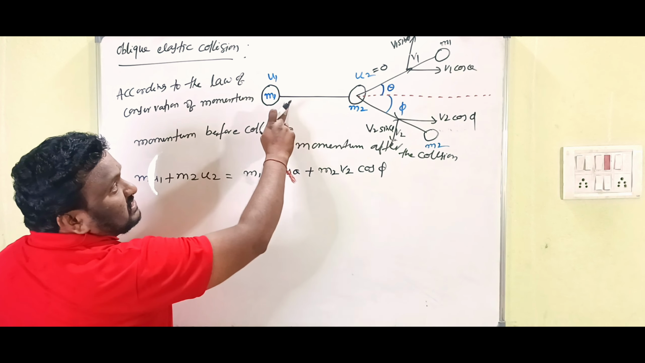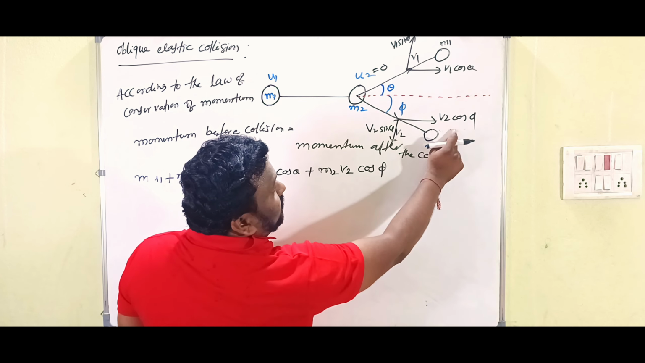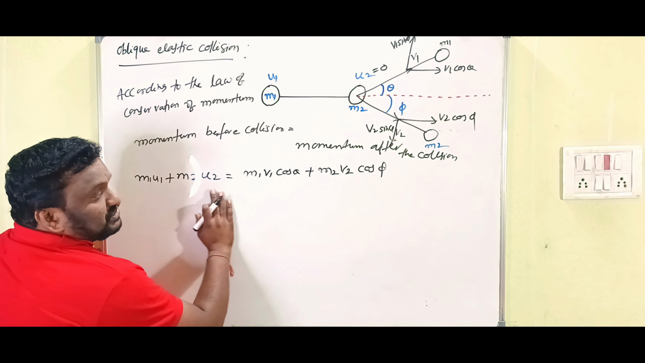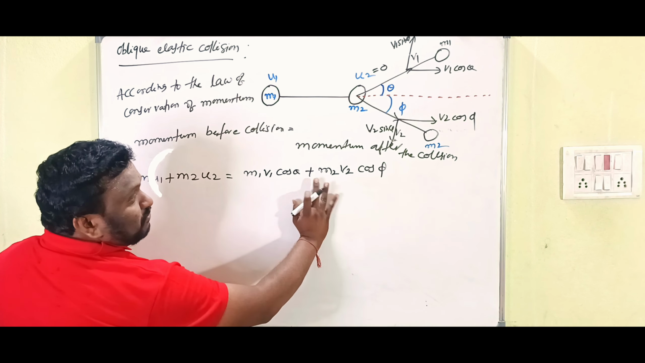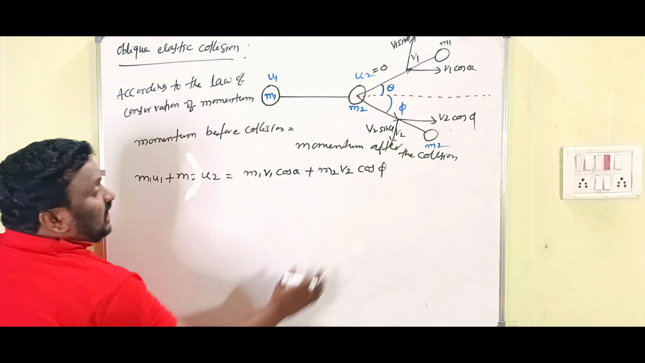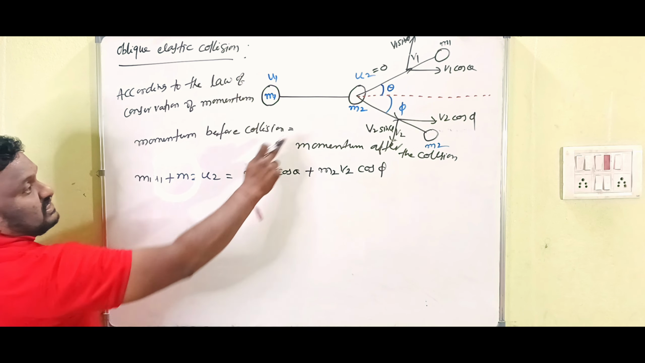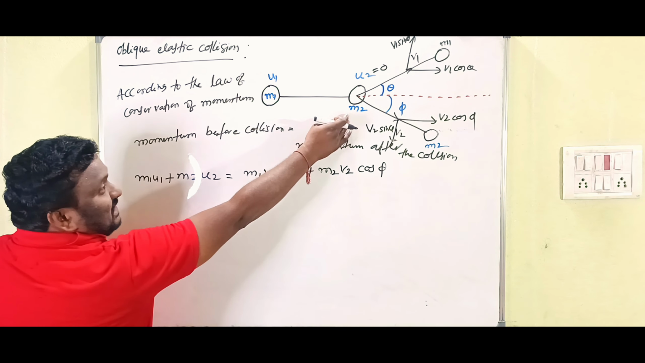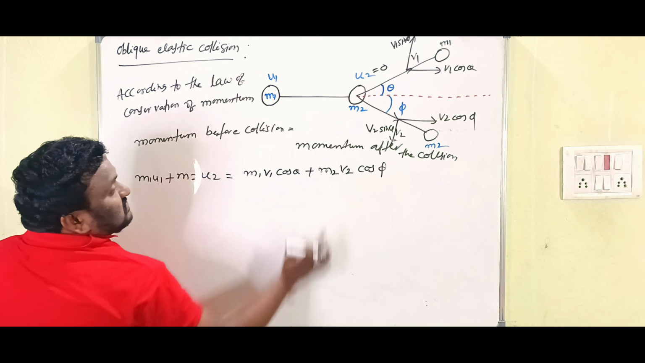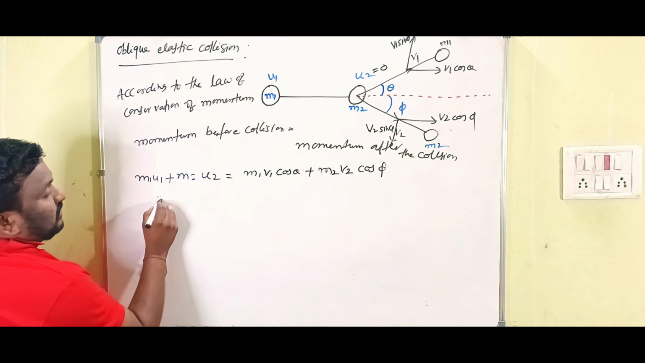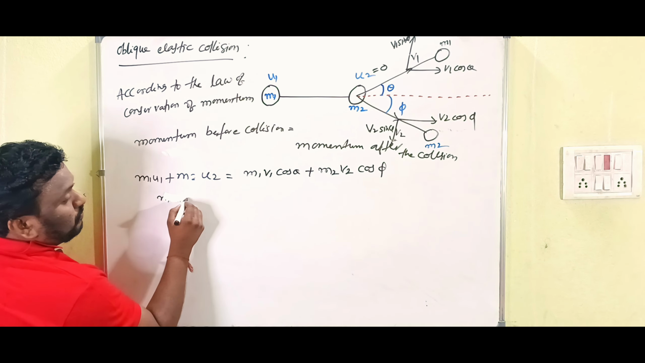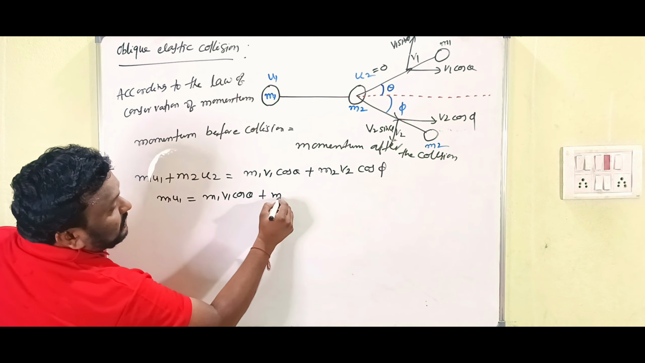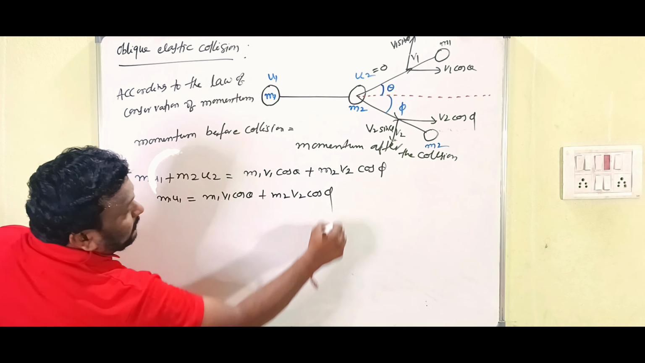So when we consider the x-axis, it is v1 cos theta and v2 cos pi. So m1 u1 plus m2 u2 is equal to m1 v1 cos theta plus m2 v2 cos pi, children. Now in this case you have to observe the second body is at rest. In what is given to us, the second body is at rest, so u2 is 0. Now m1 u1 is equal to m1 v1 cos theta plus m2 v2 cos pi.